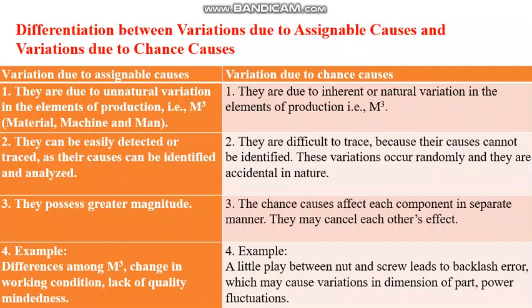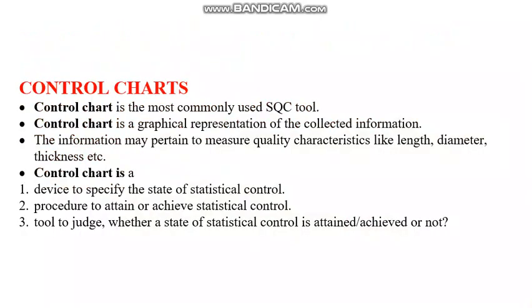Now examples. Examples of assignable cause variations are differences among these elements of production, that is materials, machine and man, change in working conditions, and lack of quality mindedness. These may bring in the variations due to assignable causes. Then an example for chance cause variations is a little play between nut and screw that may lead to backlash error, which may cause variations in dimension of a part, and power fluctuations. Two examples are given here.